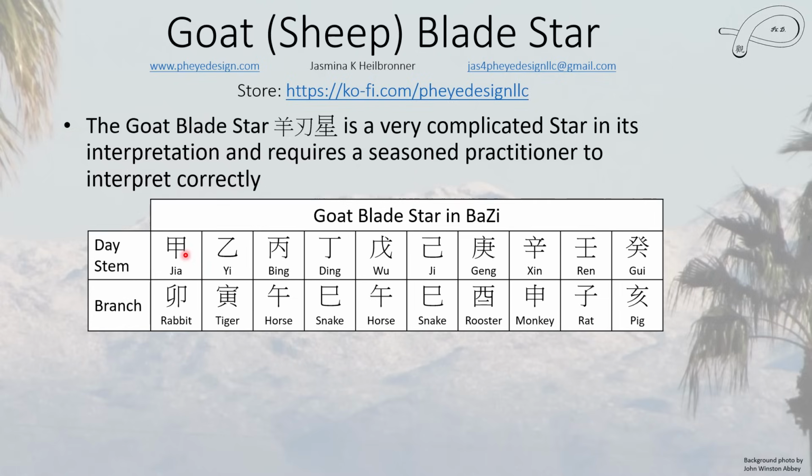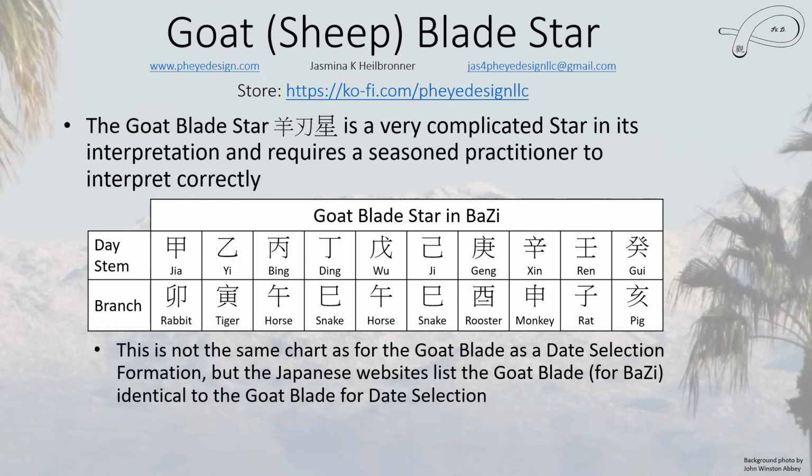So here is the rule. We have the yang wood, yin wood, normal order, yang fire, yang earth, yang metal, yang water, yin water. And this is the rabbit, the tiger, the horse, the snake. Again, the horse and the snake, the rooster, the monkey, the rat, and the pig. And I do believe this is different than what it is for the date selection. A little, not majorly different, but different.